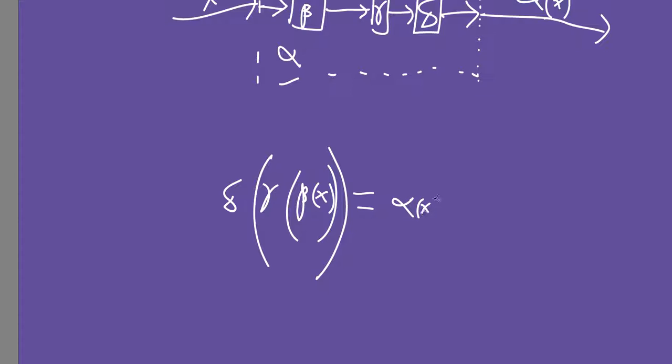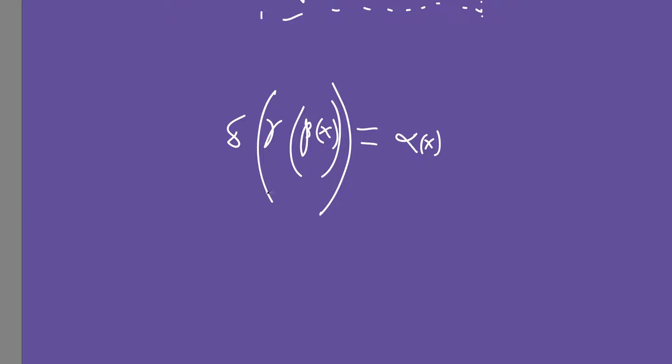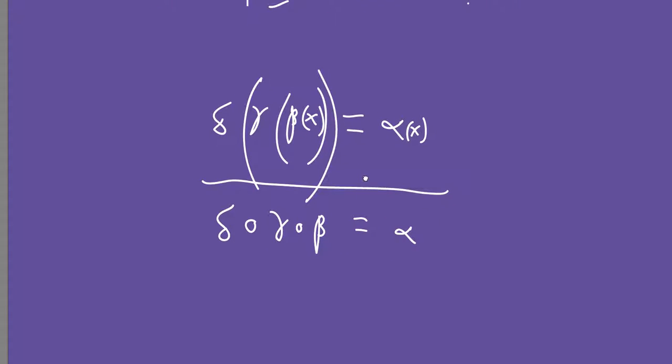Delta of gamma of beta of x equals alpha of x, and all this means is that alpha compose gamma compose beta equals alpha. So this is, of course, function composition. Many of you may have seen function composition in high school math classes.